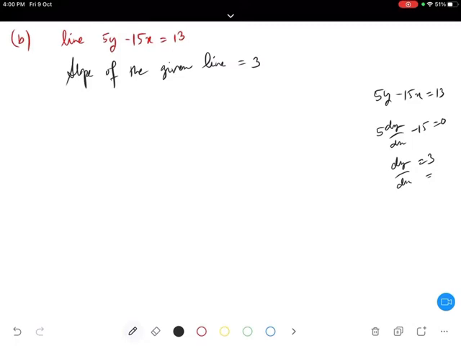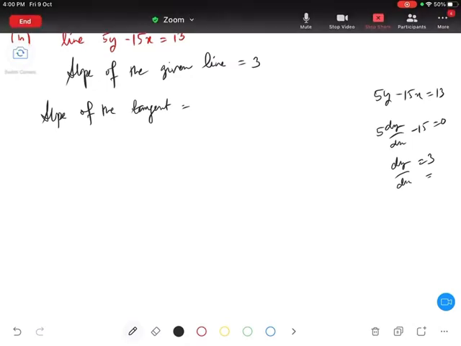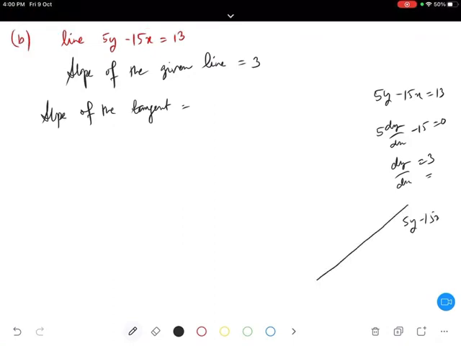Now, it says that the tangent is perpendicular to this one. So what is the slope of the tangent? Can anybody tell me, if the tangent is perpendicular to the given line, what will be the slope of the tangent? Come on guys, try. If you don't try, it will not help. The line is 5y minus 15x plus 13, and this is my tangent. Yes, very good, Sanjana got it.